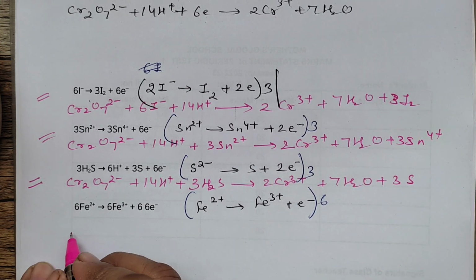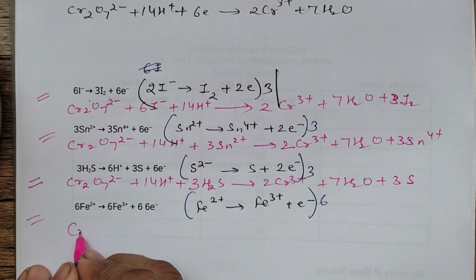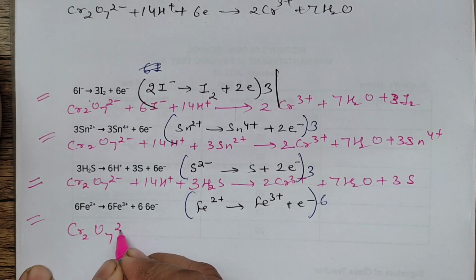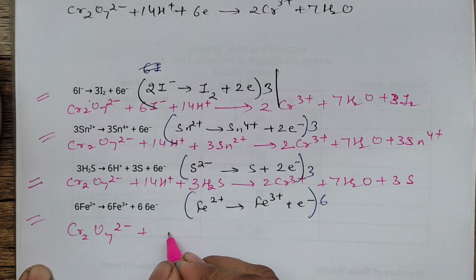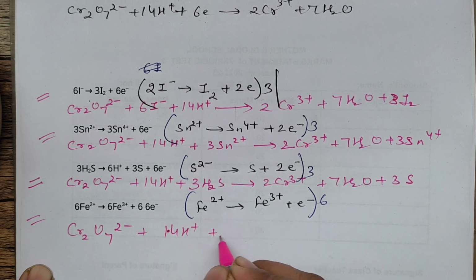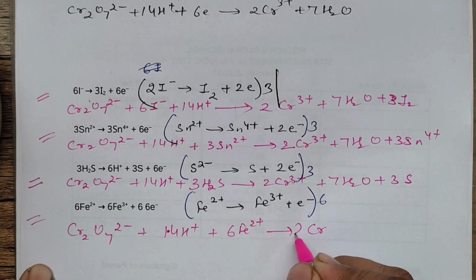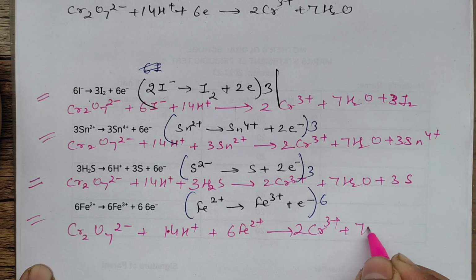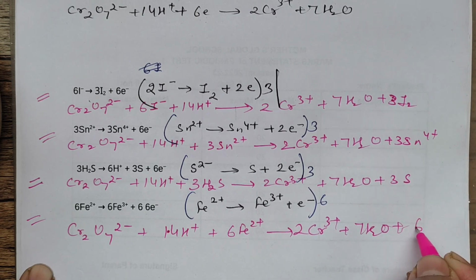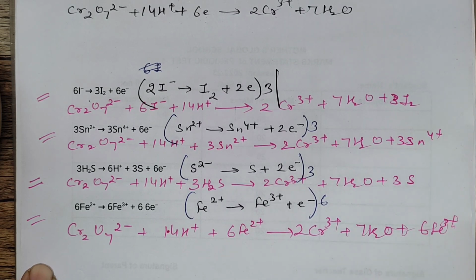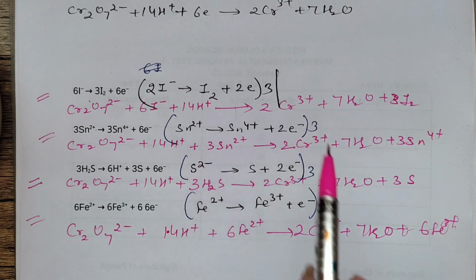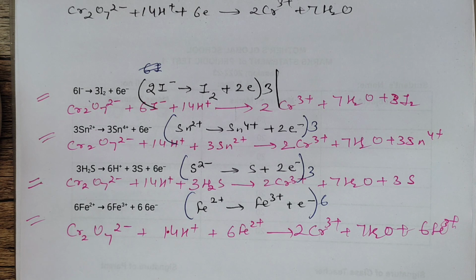Again the last one you will copy, the fourth one: Cr2O7 2-, plus you will have 14H+, 6 Fe2+, it will give you 2 Cr3+, 7 H2O, plus 6 Fe3+. Got it? So this is what you have written in the pink color, that is the final equation. You do not learn the whole equation as such.